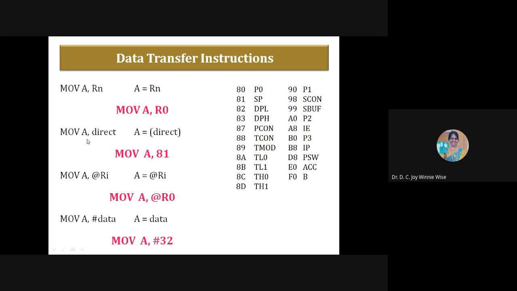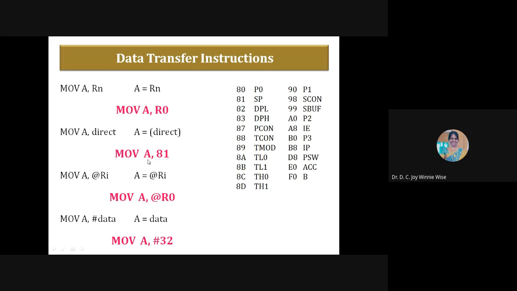Coming to MOV A, direct, I have written an example, MOV A, 81. The content of 81 must be transferred to the accumulator. This refers to the special function registers. 81 refers to the stack pointer, which refers to the top of the stack. So the content of SP will be transferred to the accumulator.